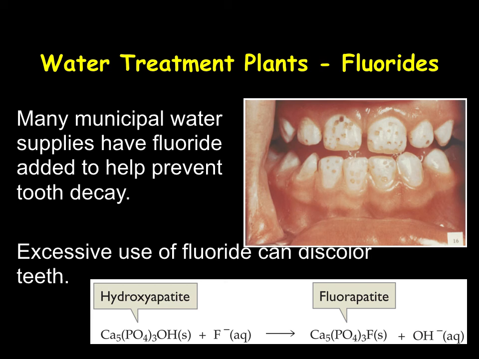Many municipal water supplies add fluoride to the water to help prevent tooth decay. This started occurring probably in the late 1970s, early 1980s, the addition of fluoride into the drinking water, and it reduced the prevalence of cavities significantly. Some problems are that too much fluoride can actually discolor the teeth. And it's not without controversy. There are a lot of people that object to the fluoridation of drinking water.